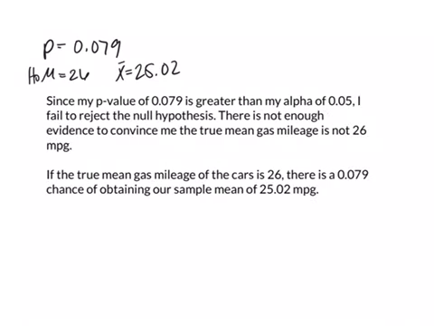Okay, so that's your conclusion. Since my p-value of 0.079 is greater than my alpha 0.05, I fail to reject the null hypothesis. There's not enough evidence. When we fail to reject, it's because we don't think that it's actually different. Our sample difference from the mean could just be from sampling variation. So we don't think that it's different from the 26 miles per gallon goal. And that probability of getting that sample of 25.02 if the true gas mileage was 26 is our p-value. That's what the p-value means.